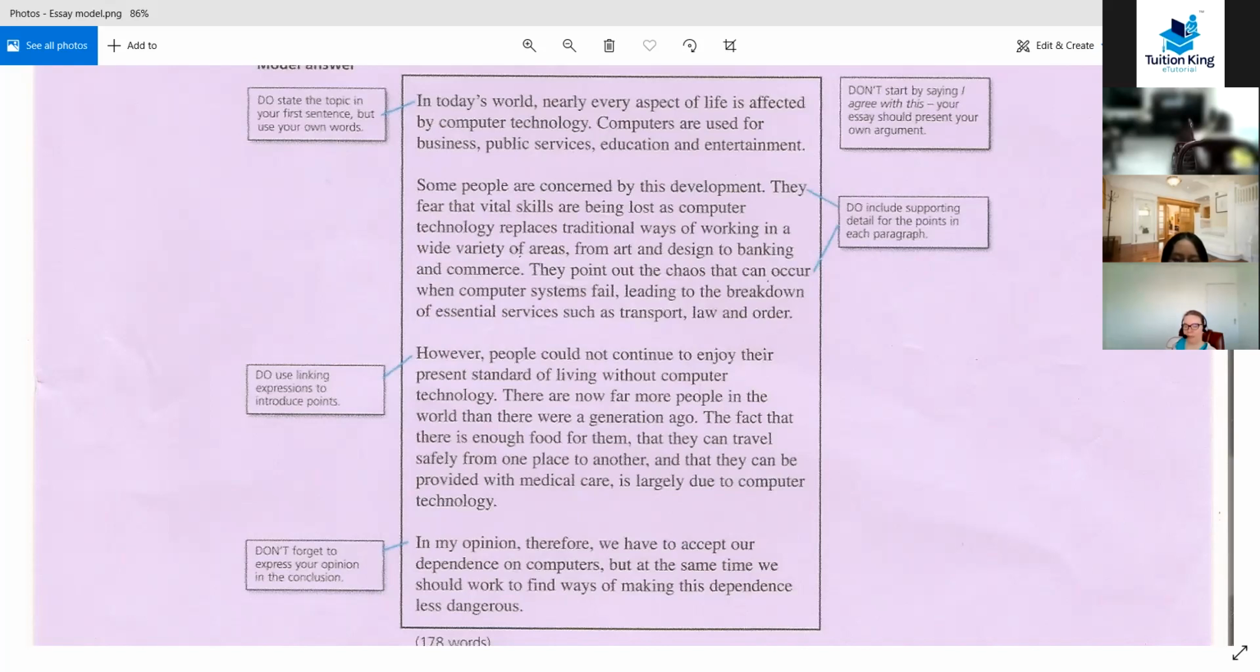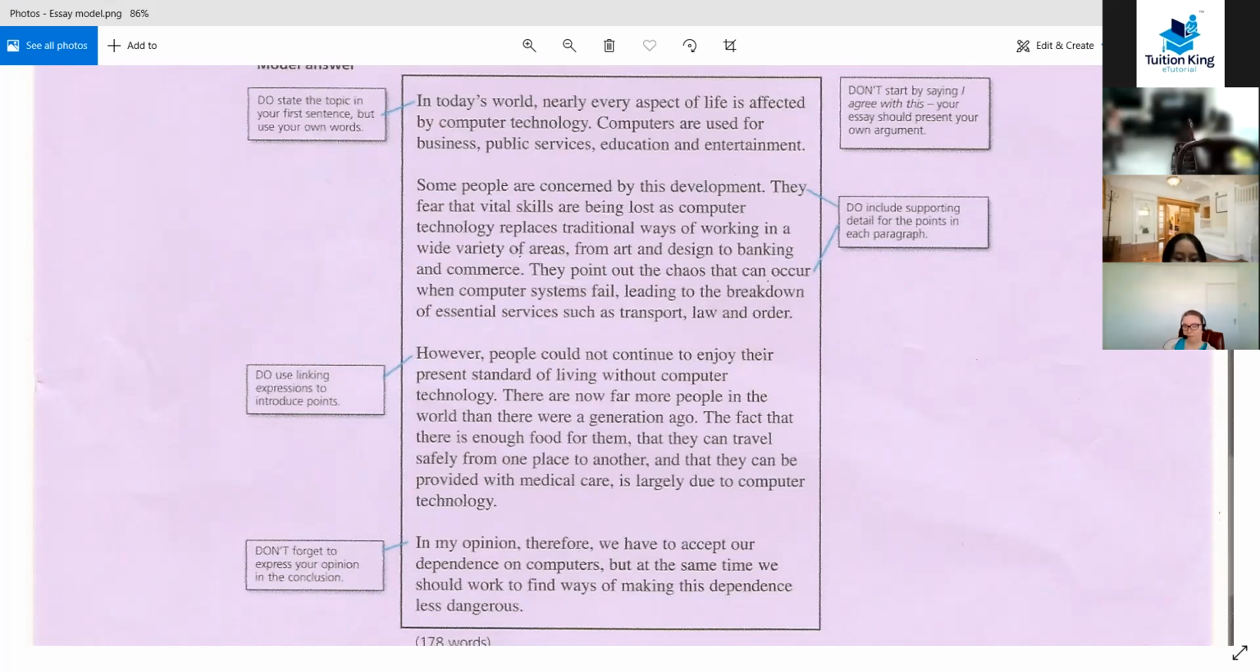Wanyun, do you agree? Yes, I agree with it because some of the people depend very much on the computer, but somehow they went the wrong way and do something illegal and incorrect. Very good. Excellent.